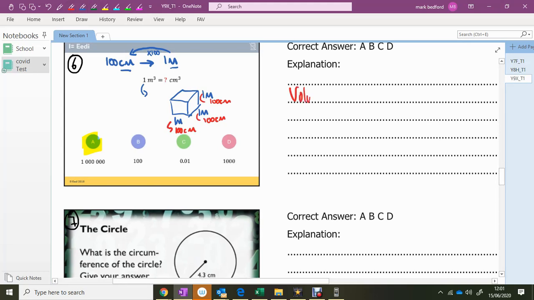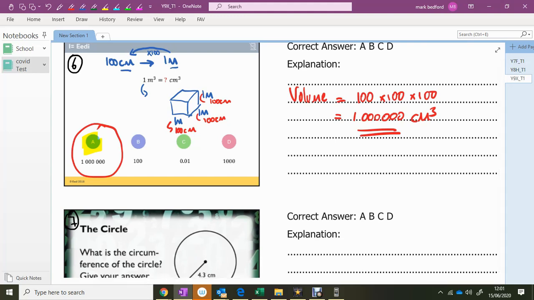Now my volume, which gives me answer A. Again, the idea behind this is to create a cube, in this case because we're looking at meters cubed. Change each of those lengths into centimeters and then rework out what that would be in terms of centimeters cubed.